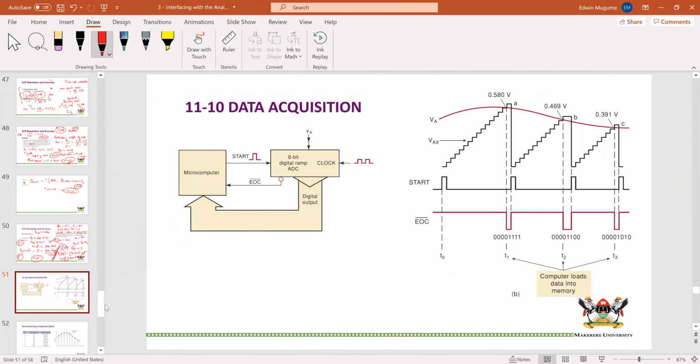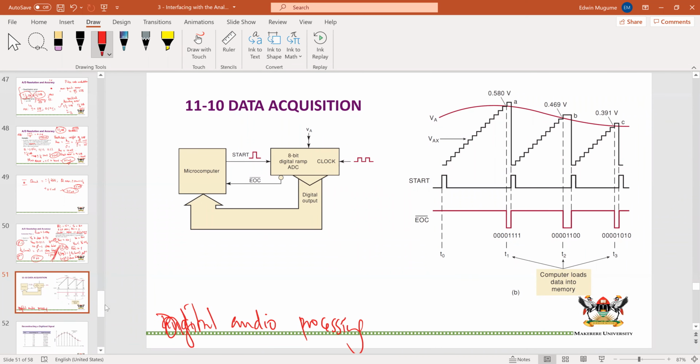So we have something that we call data acquisition, and this data acquisition is something that happens, for example, in audio, digital audio processing, where you have an audio signal and you keep taking its digital equivalent. And so when we use the digital ramp, we can have our computer connected to the digital ramp. The computer gives the start signal, and the digital ramp starts to convert this input analog signal.